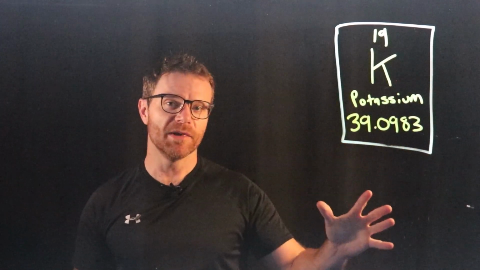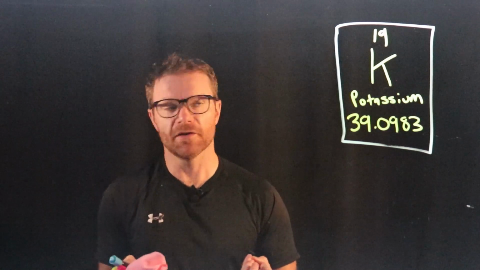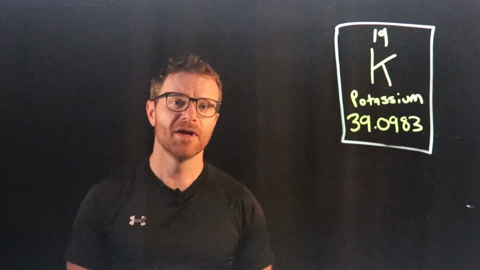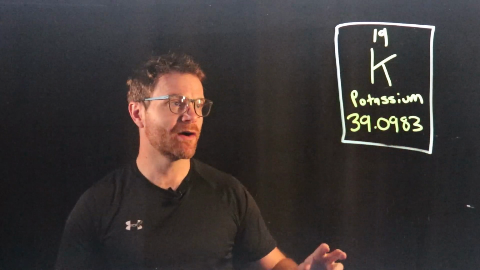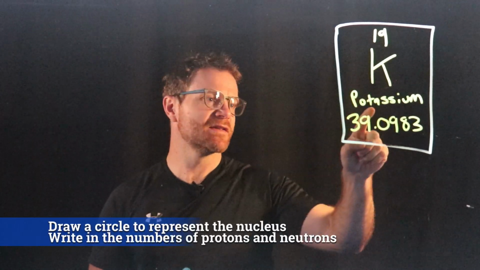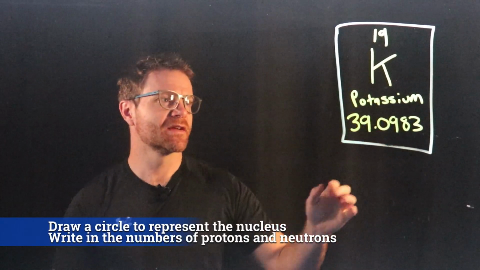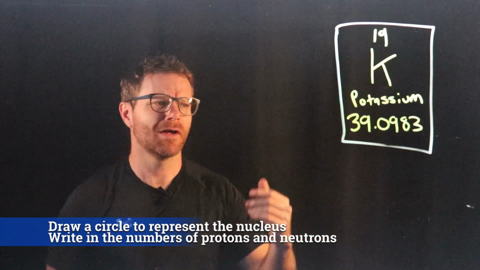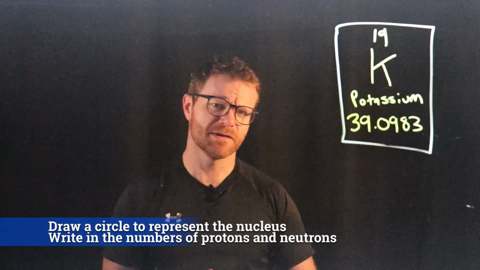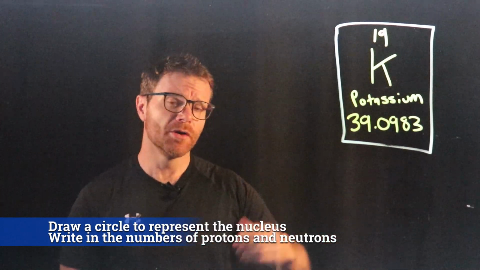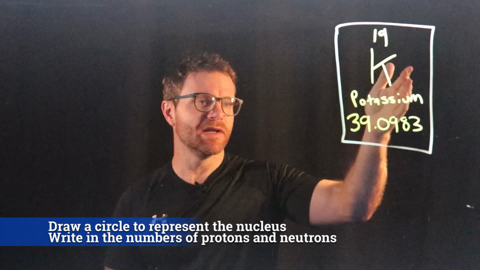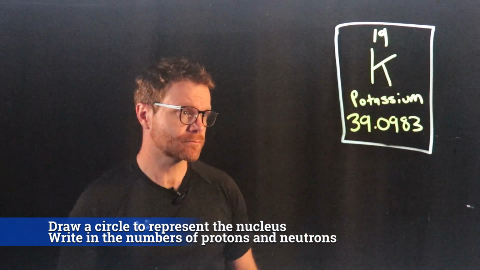Here's another element that we can draw a Bohr model of. We have potassium. Now, potassium is one of those elements where the atomic symbol doesn't match the name at all because it comes to us from a different language. I forget, in the case of potassium, if it's Latin or Greek or whatever. You don't really need to know. You just need to know potassium is capital K.